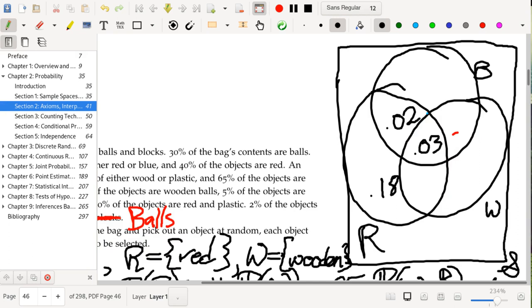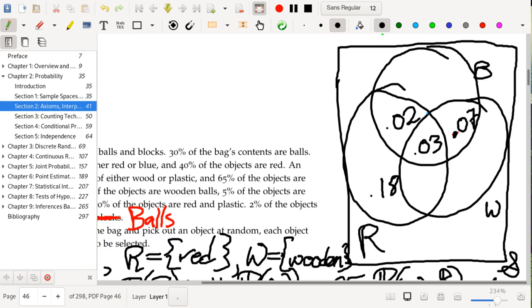Okay, let's see. We need wooden balls next. Wooden balls corresponds to this green region. The probability of being a wooden ball is 0.1. We've already got a 0.03, so that means we've got 0.07 in this other little sliver. All right, we're getting close to done.